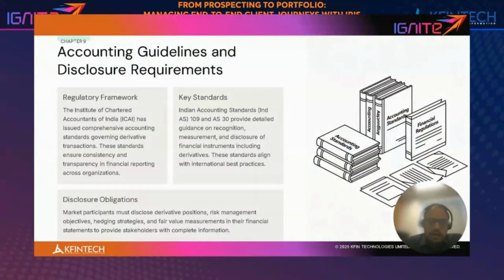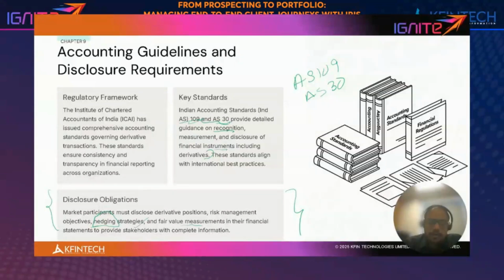So what are the accounting guidelines? The accounting standards Ind AS 109 and Accounting Standard 30 provide detailed guidance on recognition. From an exam perspective, you have to remember these sections: Accounting Standards 109 and Accounting Standard 30, which require disclosure of financial instruments, including derivatives. And as we saw in the last chapter, that disclosure is mandatory for any entity involved in interest rate derivatives in India, along with why they have entered, whether it's for hedging or for speculation or something like that.